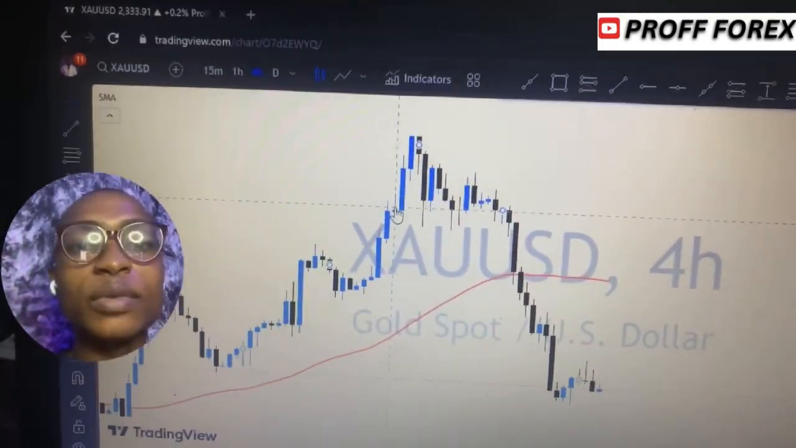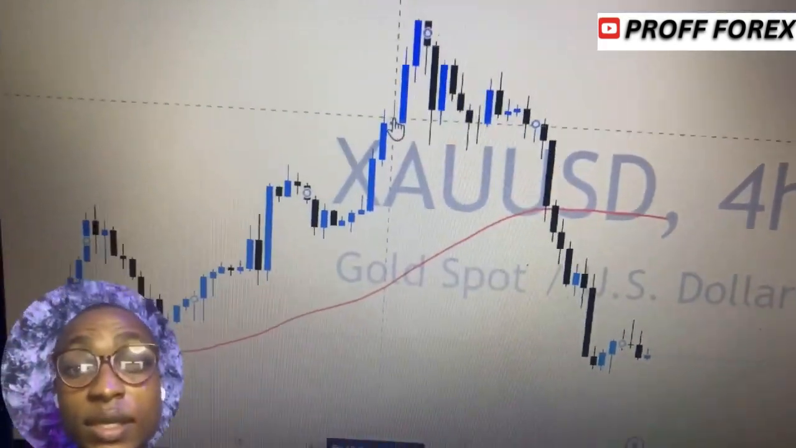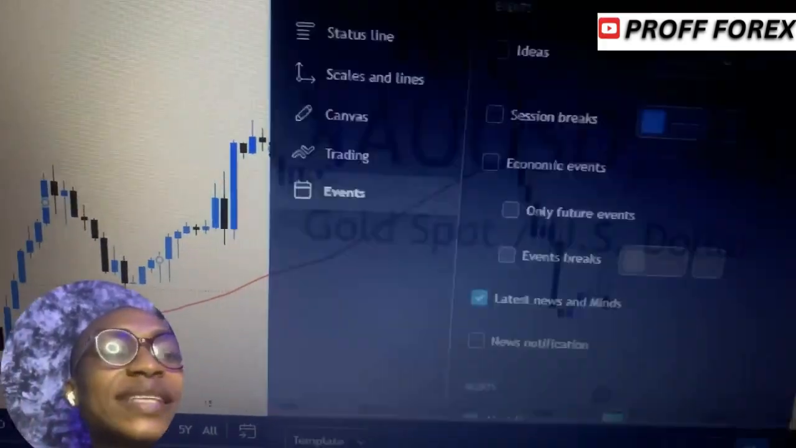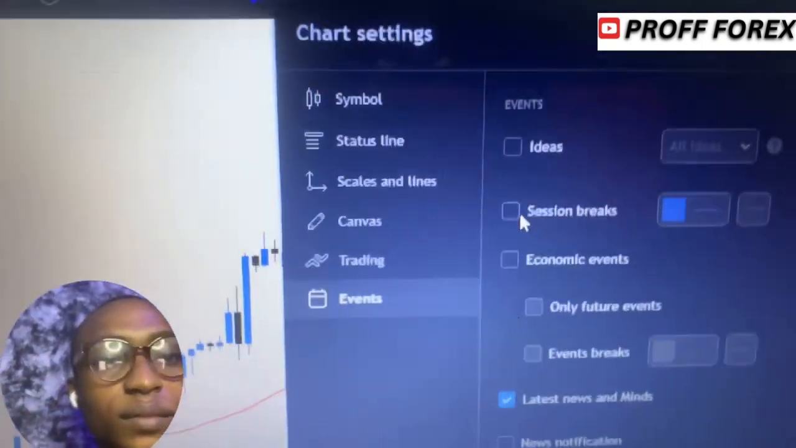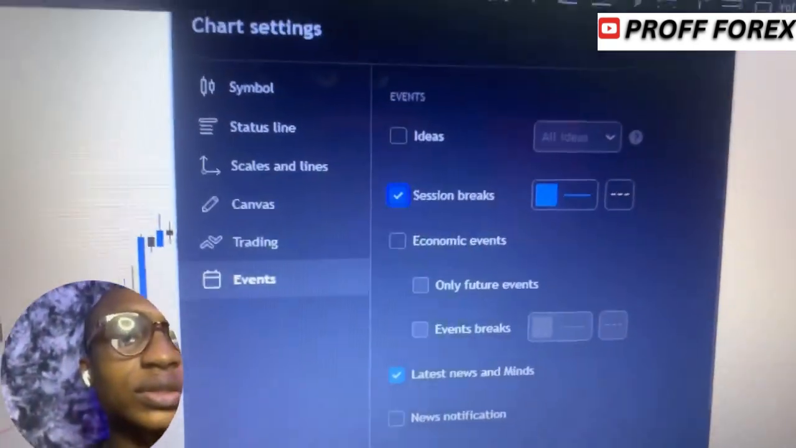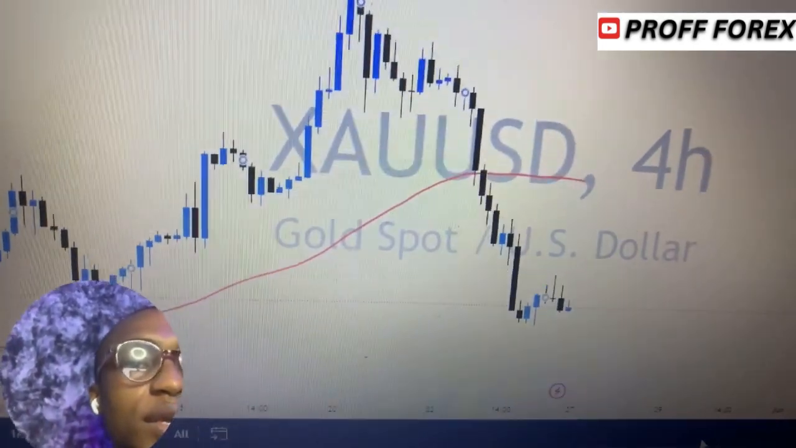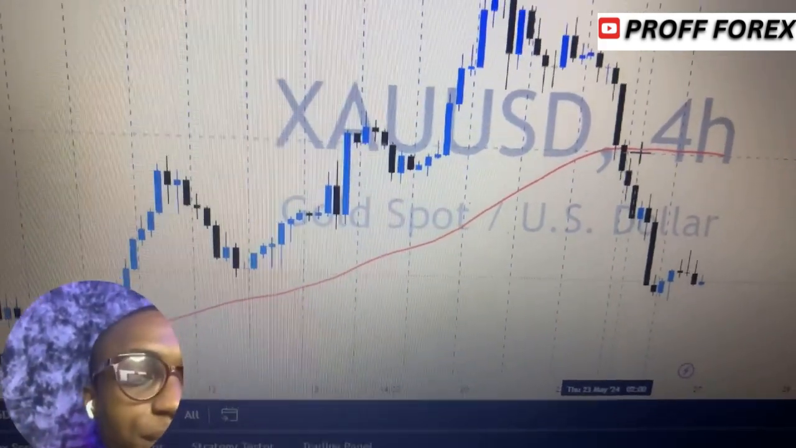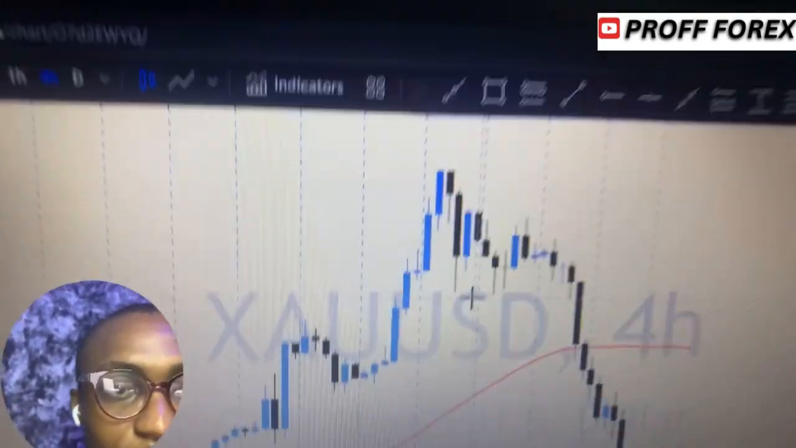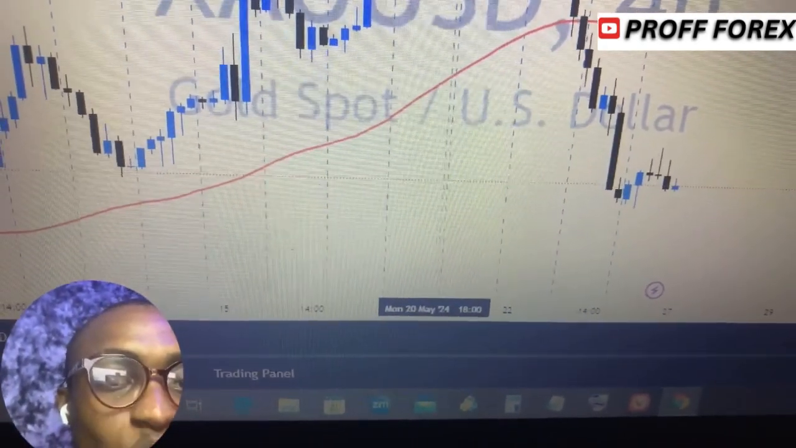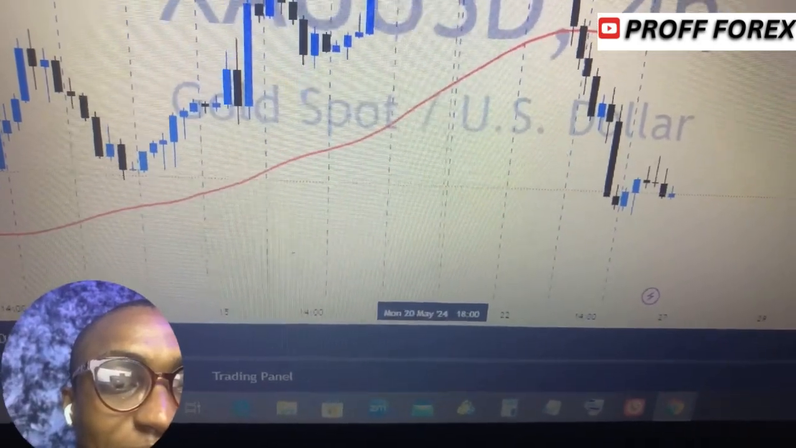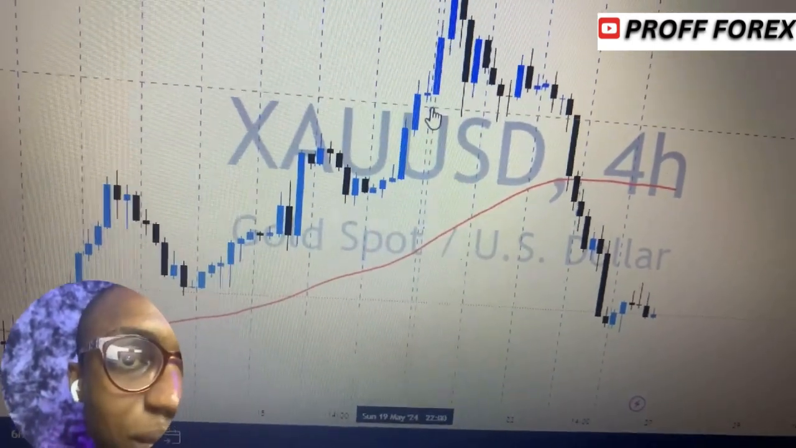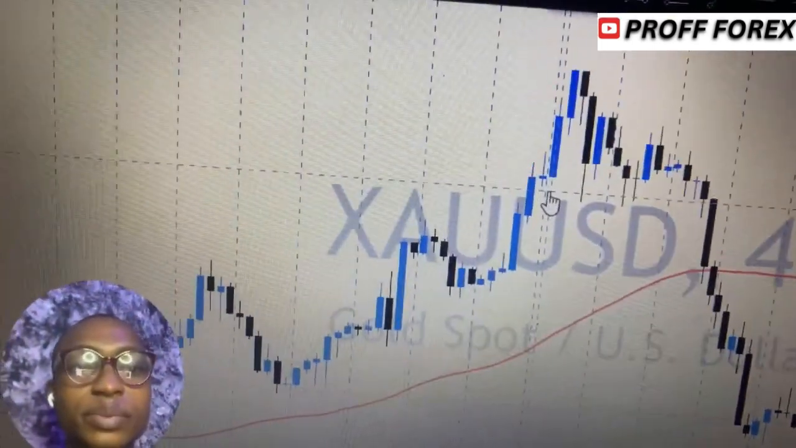So the first thing I do every morning when I wake up is I pray, open my chart, and then I toggle on my session break. As you can see, this is the session break. Toggle it on, then I tap on the screen. Okay, so we are going to look at Monday. As you can see, on Monday, the 20th of May, this was the first candle that printed that day.